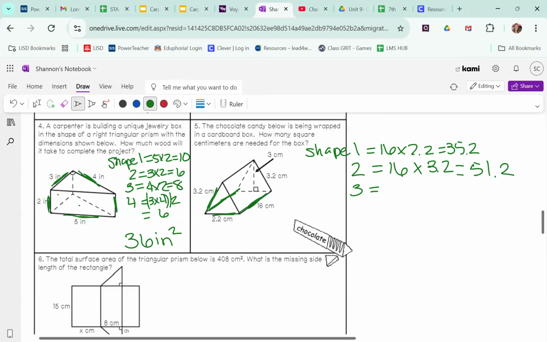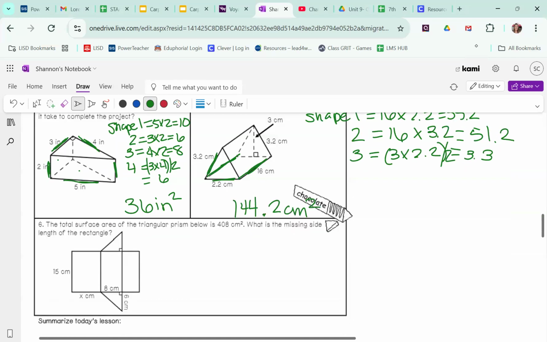And then shape 3, we get 3 times 2.2, because the bottom is this, the height is 3. 2.2, which gives me, divided by 2, which gives me 3.3. Okay, so then we add all that up, we end up getting 144.2 centimeters squared.